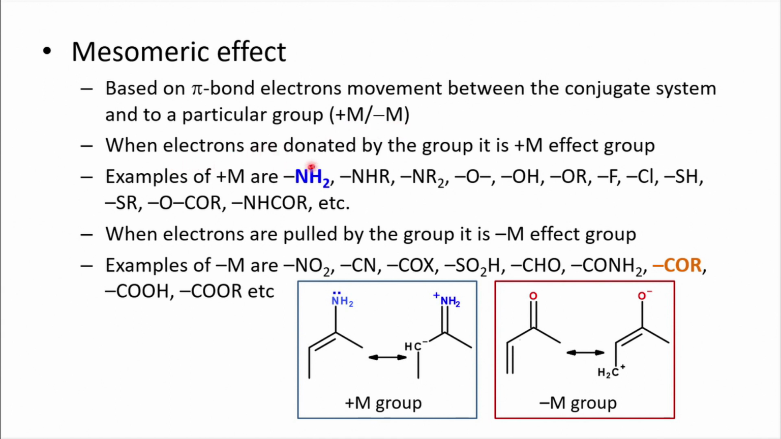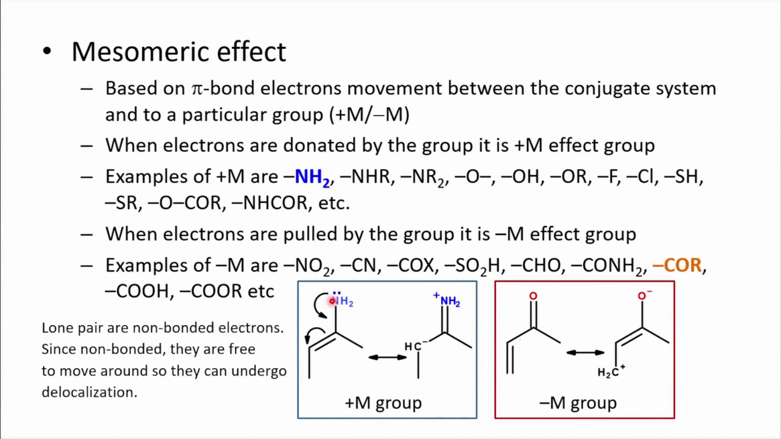So, whenever there is a donation of electrons, that is called plus M. Some examples include amino groups. Here we see an example of the amino group, which we have given in a different color. So, how does the electron donation take place? Nitrogen is having a lone pair. This lone pair is donated between the carbon and the nitrogen bond, and this double bond is now shifted towards this particular carbon, which becomes a carbanion, a negative charge.